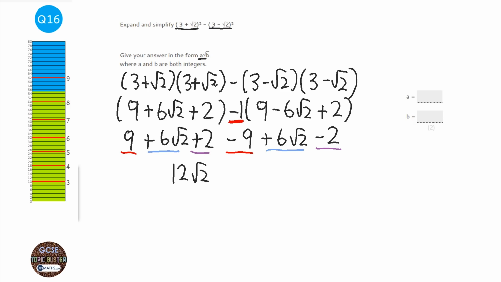Now it says it wants it in the form a root b. So a is the number outside the surd, which is 12, and b is the number inside the surd, which is 2.